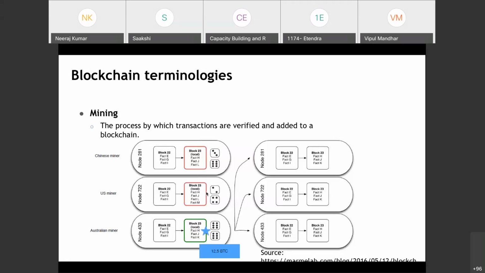So in this particular part, you can see that each of the transactions may not become a part of the blockchain. Only those transactions which pass the verification process will become a part of the blockchain network.